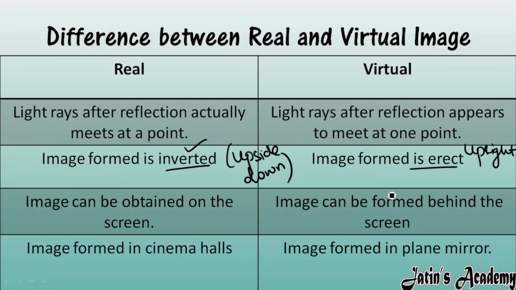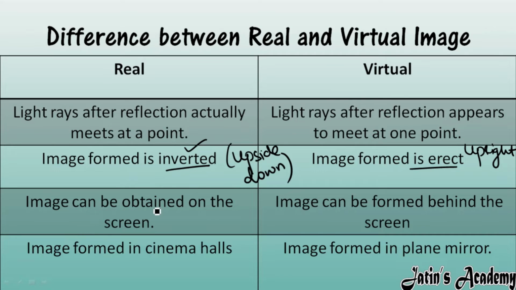Whenever you are standing in front of a plane mirror, wherever your head is, in the image also your head is at that position only. It is not going to invert. Your head is not down and your toe up, no. So a virtual image is always erect and real images are always inverted.